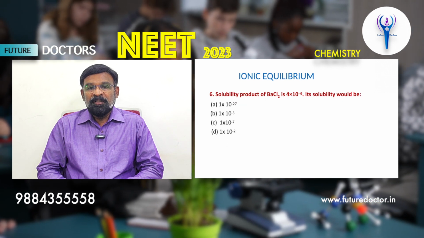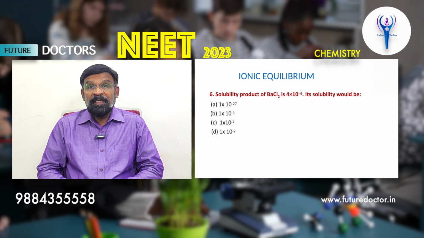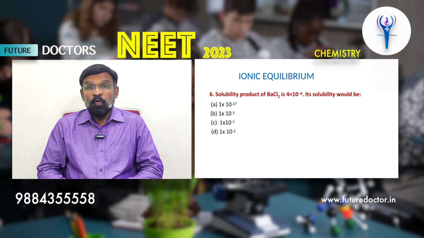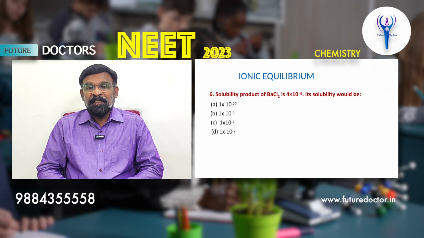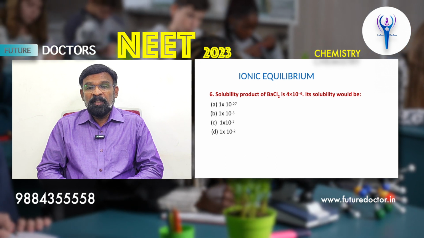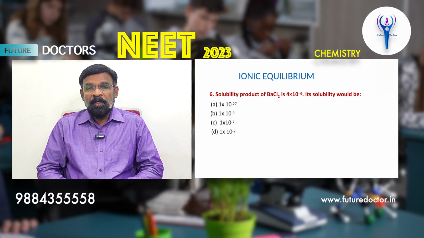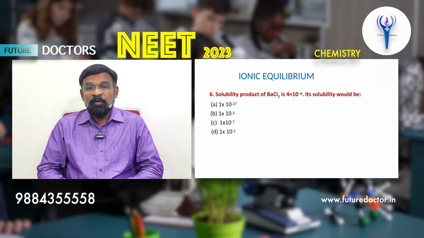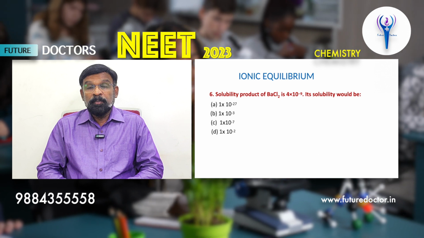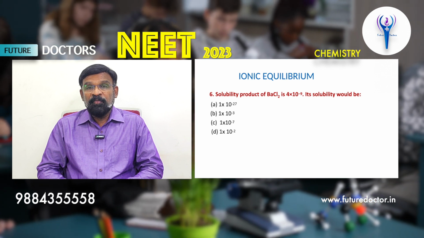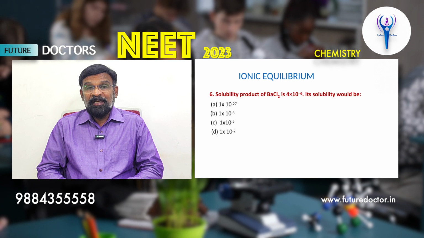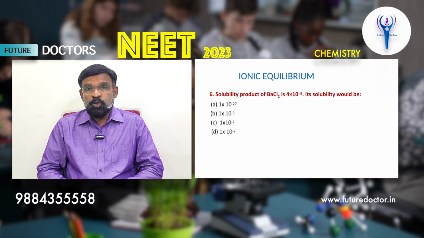Sixth question. The solubility product of BaCl2 is 4 into 10 to the power of minus 9. Its solubility would be: option A, 1 into 10 to the power of minus 27; option B, 1 into 10 to the power of minus 3; option C, 1 into 10 to the power of minus 7; option D, 1 into 10 to the power of minus 2.